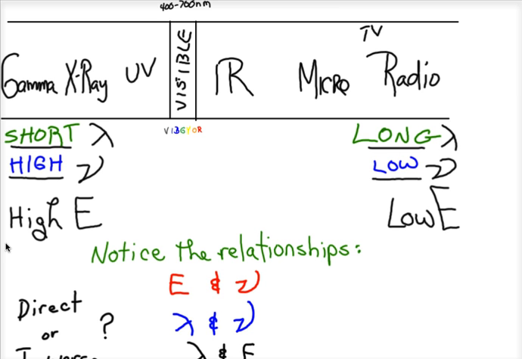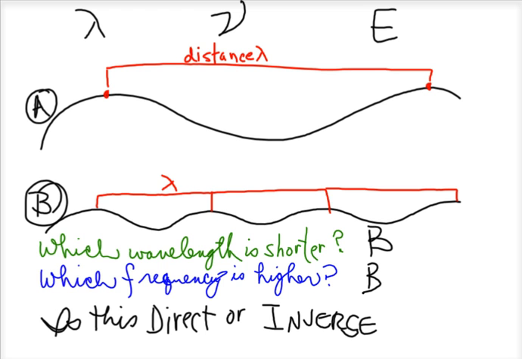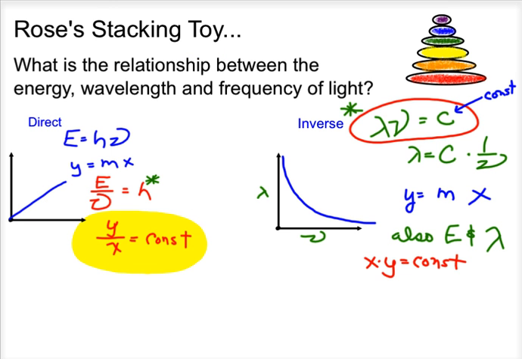As you can tell from this relationship, energy and frequency are directly related. Energy and wavelength, as well as wavelength and frequency, are inversely related. That has to do with the concept of a wavelength and frequency and energy. I'm not going to go into that at this point in time, but just to review again the difference between direct and inverse, I have a little diagram.